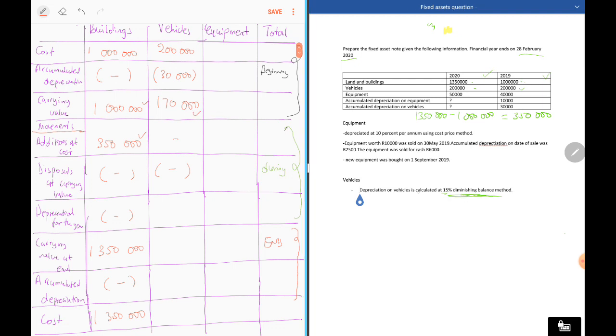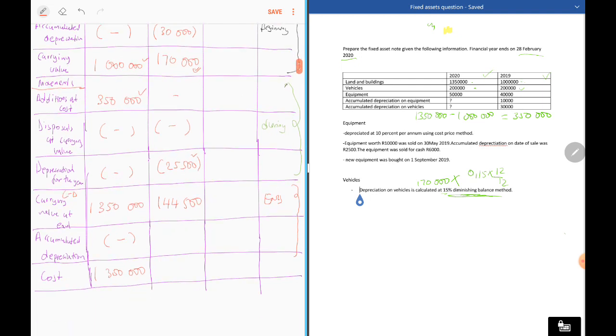So we're going to use the carrying value. You're simply going to say 170,000 multiplied by 0.15 times 12 over 12, right? Let's see what it will give you. It will give you 25,500. That's the depreciation for the year. Now the carrying value for the vehicles is carrying value at the beginning, subtract the depreciation, right? Because now we're looking for the new carrying value. It's 144,500. So you say this subtract this, right? To get the carrying value minus depreciation.